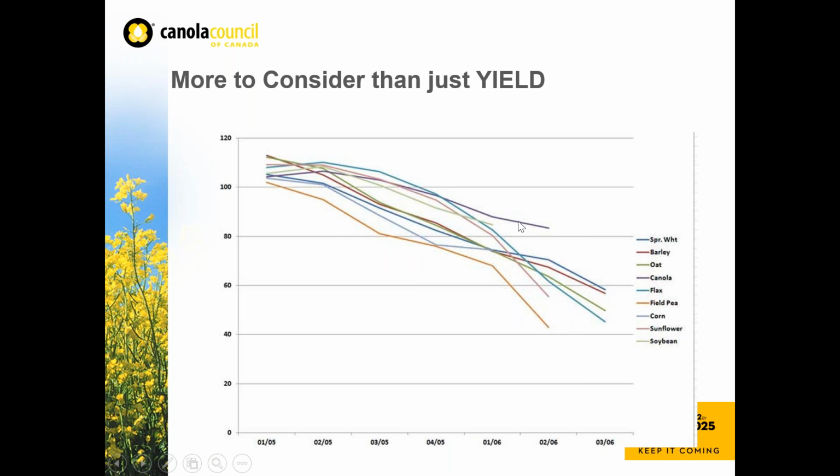Canola doesn't drop nearly as steeply as some of our other crops do. So you look at field pea, it really takes a plunge as we get later. Canola stays a little more steady, and into the second week of June, it's still over 80% yield potential.